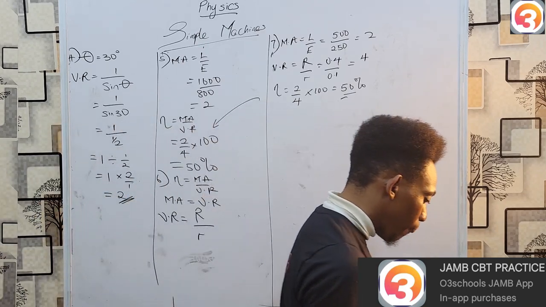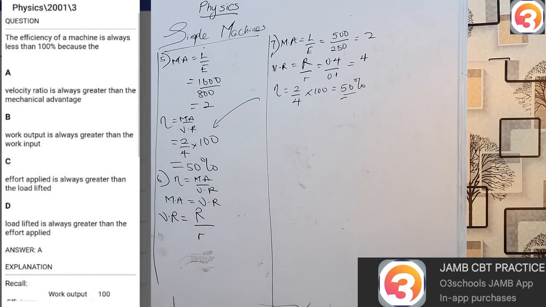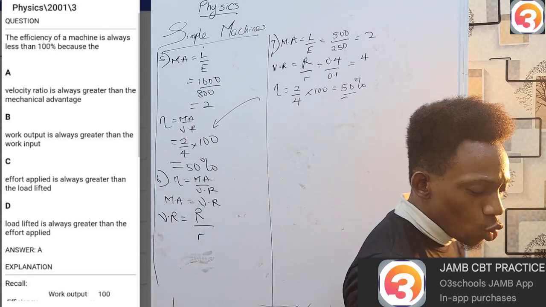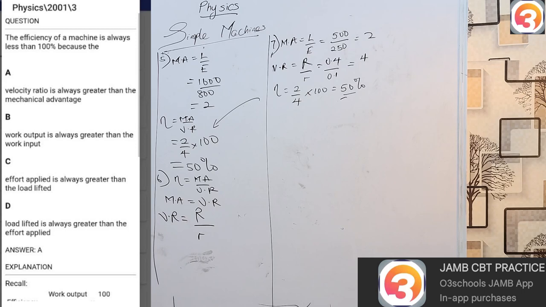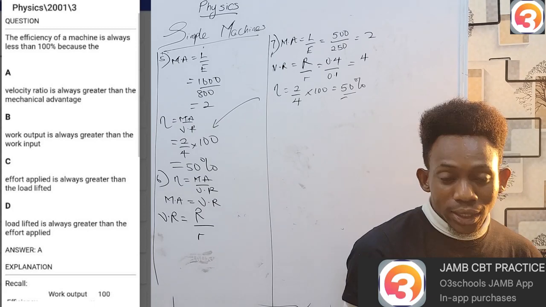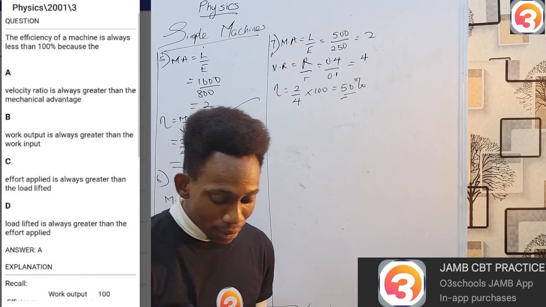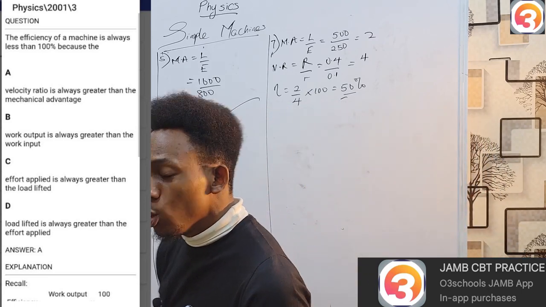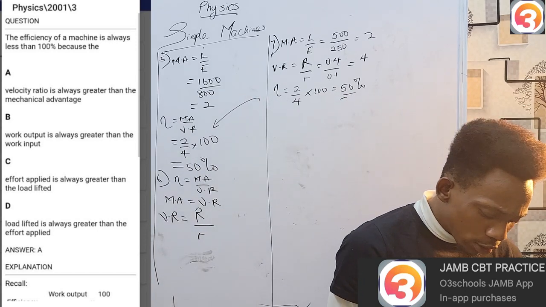This is purely theoretical. The efficiency of a machine is always less than 100% because, we know, of friction, right? But now let's look at the options. A: velocity ratio is always greater than mechanical advantage. Okay, keep that at the back of your mind. B: work output is always greater than work input. C: effort applied is always greater than the load. D: load lifted is always greater than the effort applied. Now, they're asking us why it is always less than 100%. Those load and effort comparisons do not explain why it is always less. So we never have to think about those at all. They are not factors.